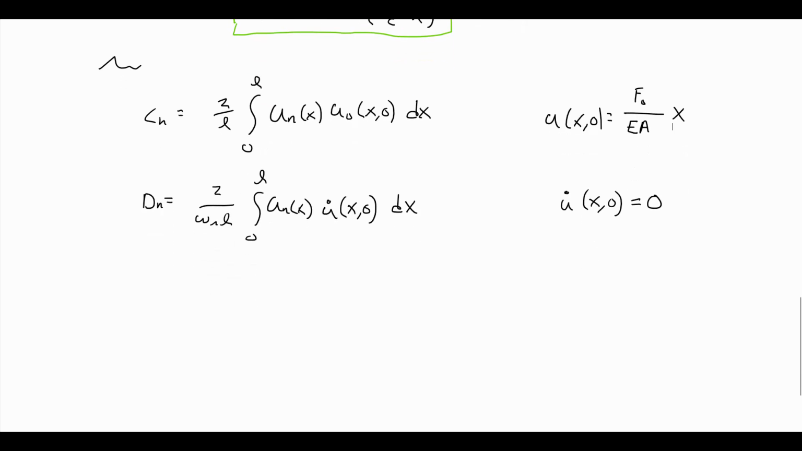So we can look at dn first, actually, and do that really quickly, because we know that u dot is 0 everywhere in this one. So that means that dn, like in the previous example, is going to be 0. That term will just drop out. And then we have our Cn term that we need to determine by taking that eigenfunction and multiplying it by this u of x, 0, which we just defined above.